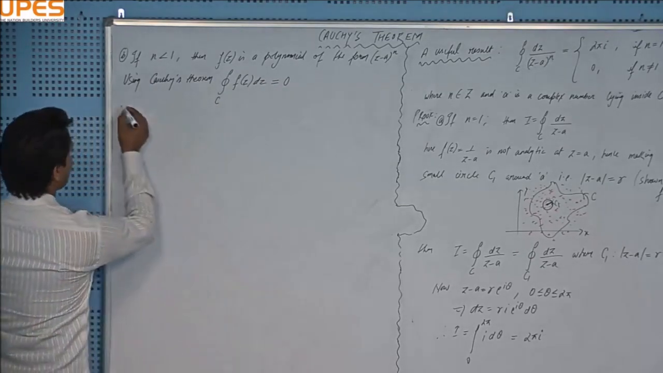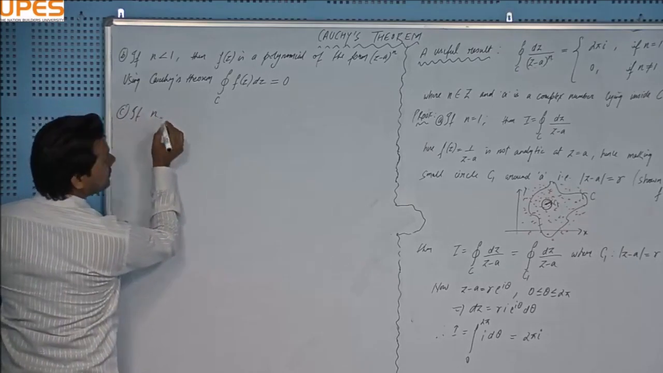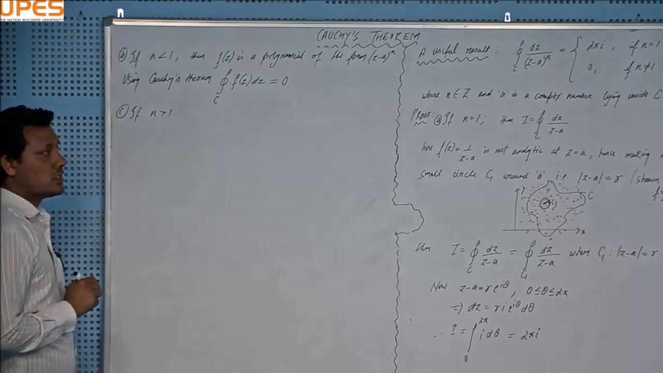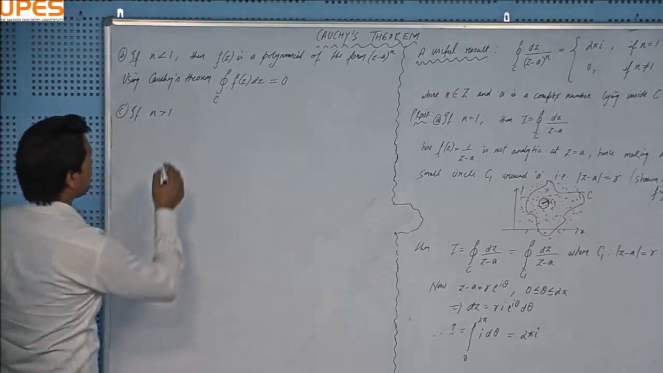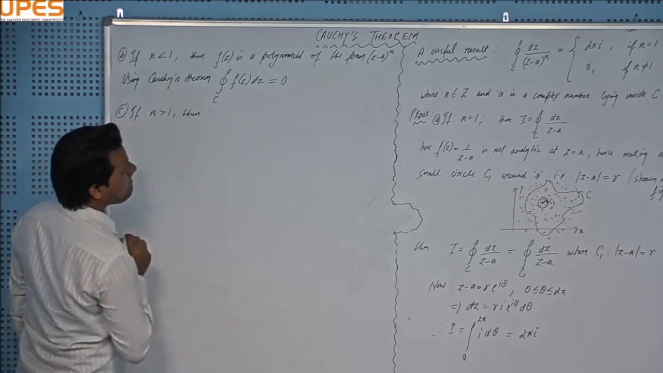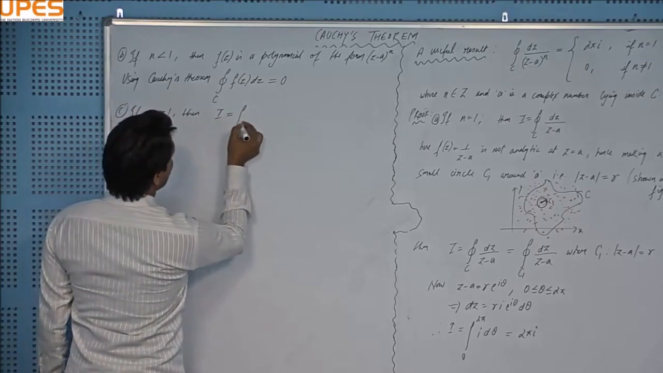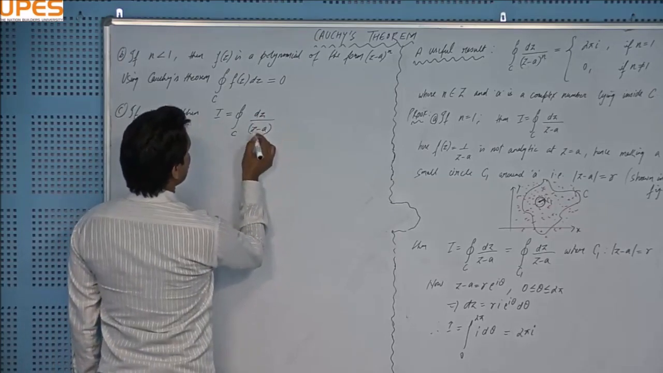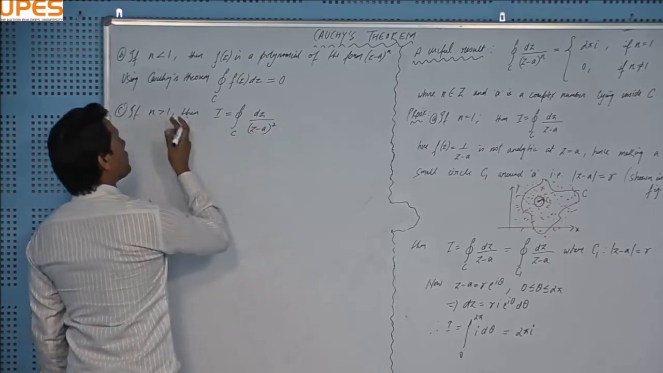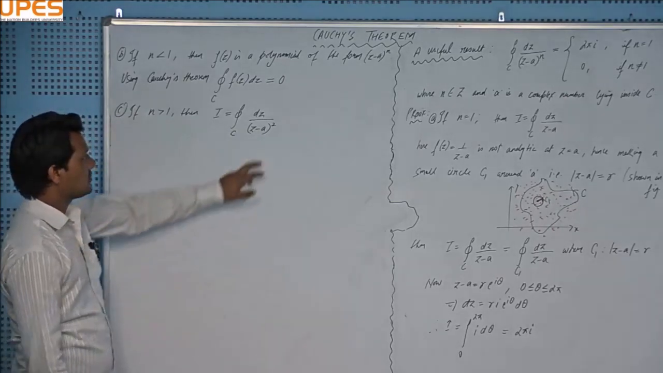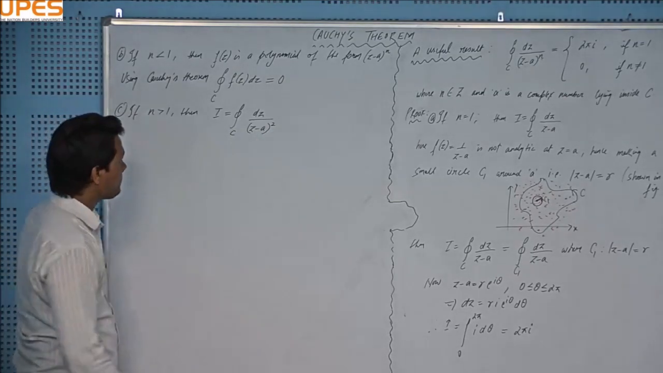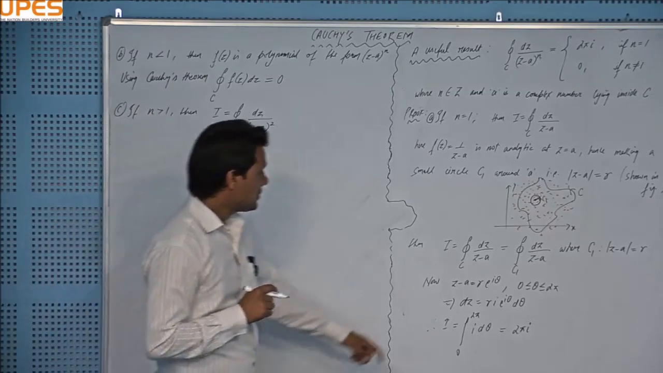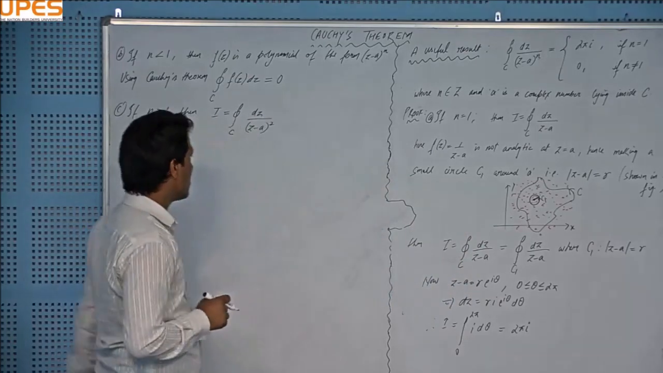Okay. Now the third case, if n is greater than 1, which means n can be 2, 3, 4, and so on, then I will be equal to the integral over C of dz over (z minus a) to the power n. If I take n equal to 2 or n equal to 3, which means 2, 3, 4, 5, 6, anything, or you can use this point also. Okay, fine, I will do it again.